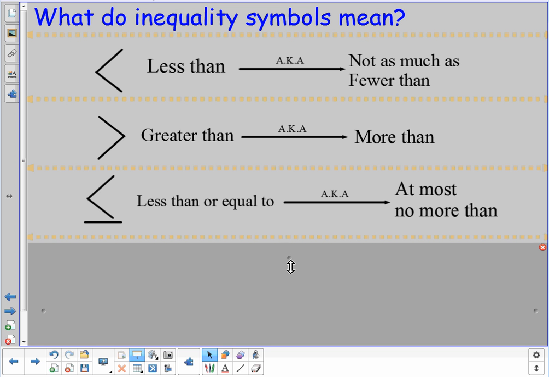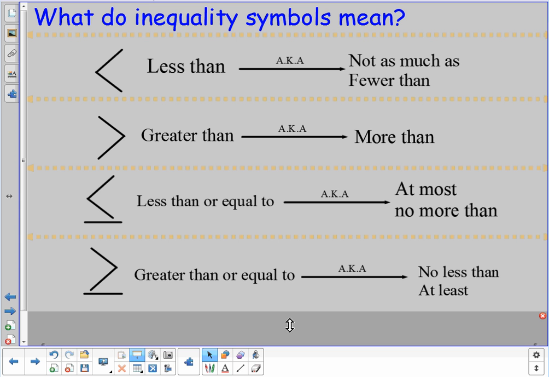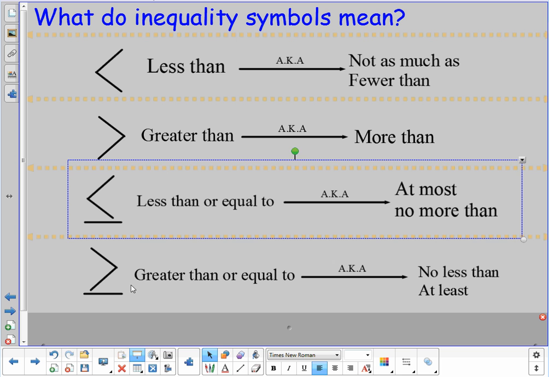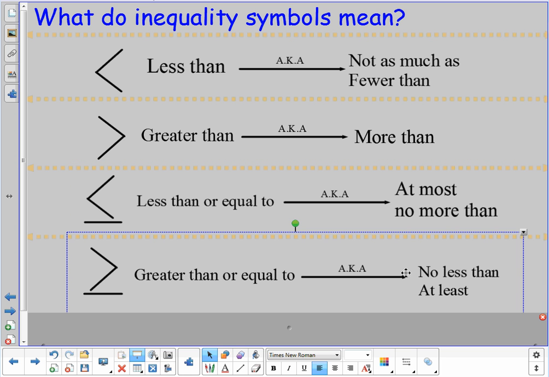And the last one is greater than or, did I say that wrong? Less than or equal to. This one is greater than or equal to. Sorry if I said that backwards. This is less than or equal to. Here's greater than or equal to. And that one is no less than or at least.